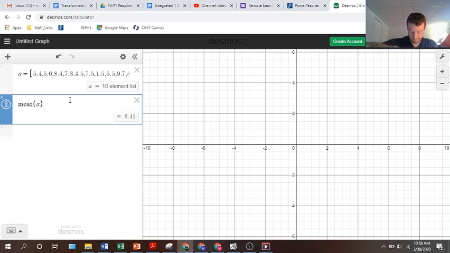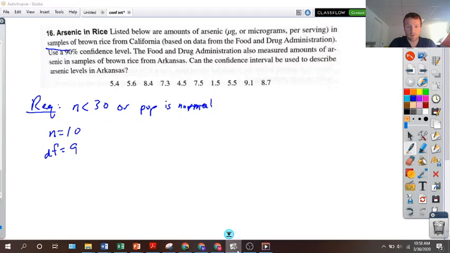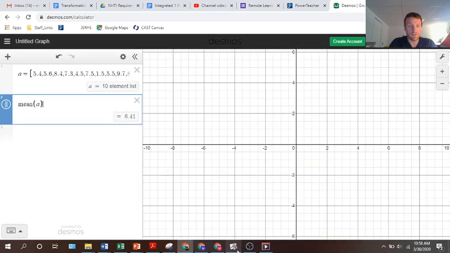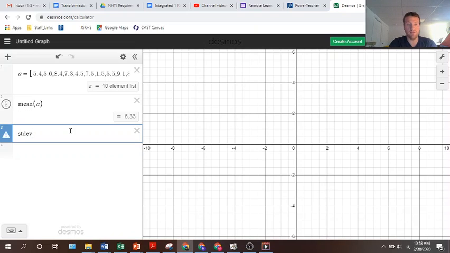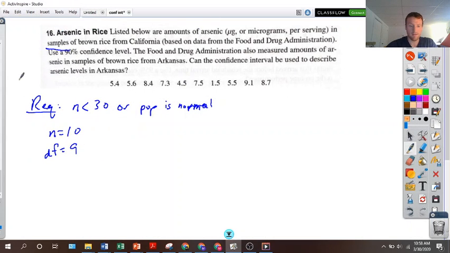That's not what I got earlier. Ay, ay, ay. 5.4, 5.6, 8.4, 7.3, 4.5, 7.5, 1.5, 5.5, 9.1. Thank you. Okay. And we need to get the sample standard deviation at 2.32. So we're going to write those numbers down as well. So X bar is 6.35 and S is 2.32.